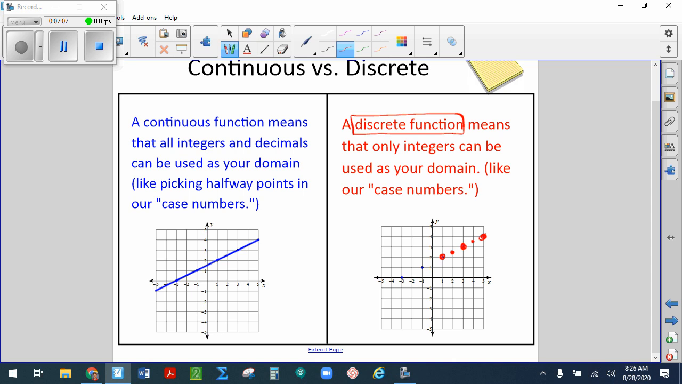A continuous function, notice a continuous function actually has the line. Okay, the discrete function just had these separate points, not really a line drawn. A continuous function has the entire line because it means that all integers and decimals. So instead of just case number 1 and case number 2, you have all the decimals in between. 1.1, 1.2, 1.3, 1.4, etc. And so it's continuous. You can think about time going by, right? So right now it's 8:32 or something, or it's 8:32 in 5 seconds. Now it's 8:32 in 6 seconds and 7 seconds and milliseconds in between. You can keep measuring that smaller and smaller and smaller and put that on a graph.